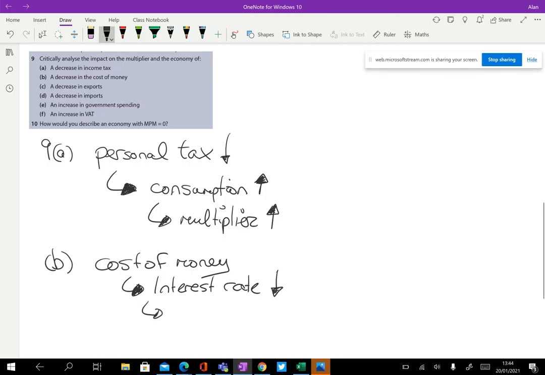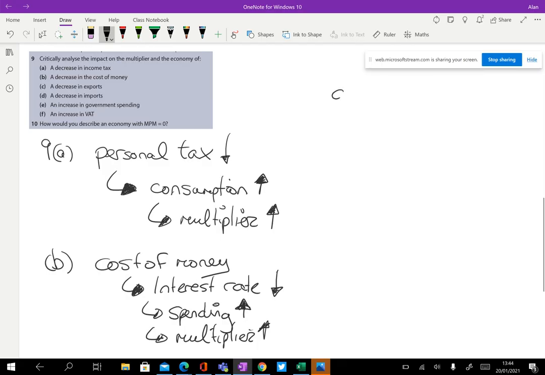So again, what's the result of that? Am I going to spend more or less on my credit card if I have to pay less interest? Do I spend more? I most certainly do. My spending increases, my consumption increases. So therefore, the multiplier increases. So more money circulating through the economy again.